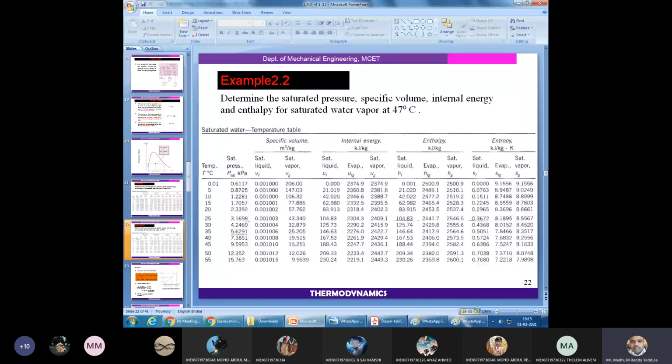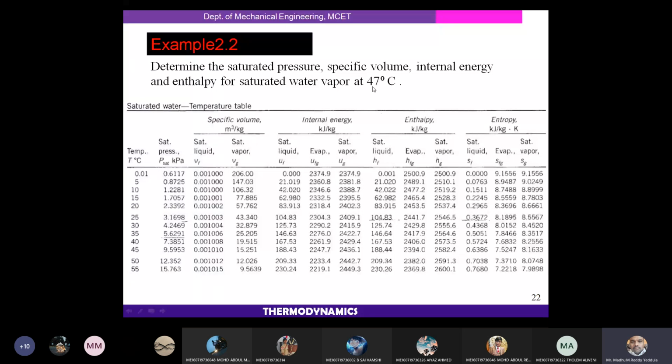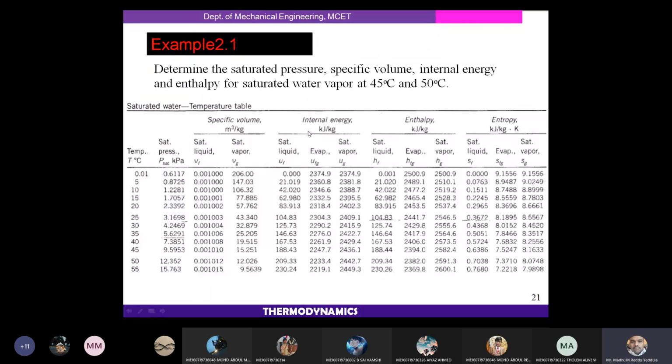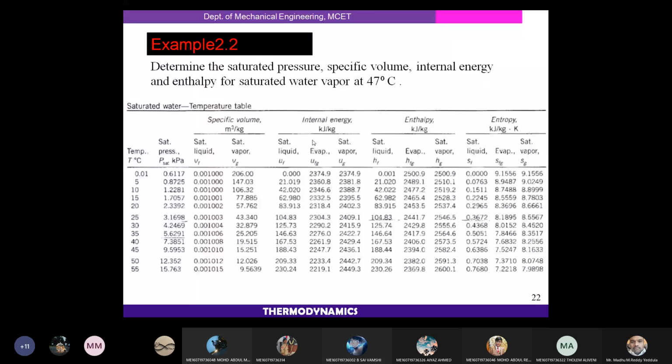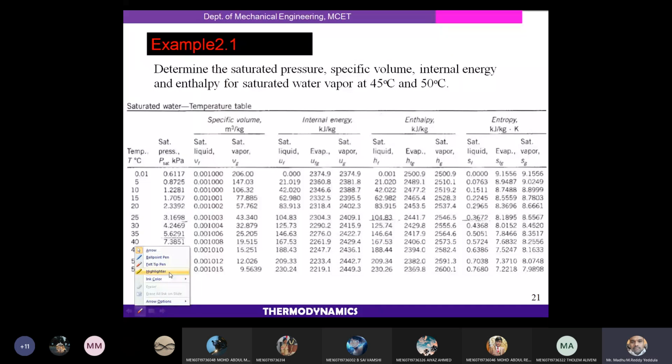So this is about the steam tables. We already discussed that. Let us take one example. Determine the saturation pressure, specific volume, internal energy and enthalpy for saturated water vapor at 45 degrees centigrade and 50 degrees centigrade. Sorry. So you want pressure, volume, internal energy, enthalpy for water vapor at different temperatures, right?